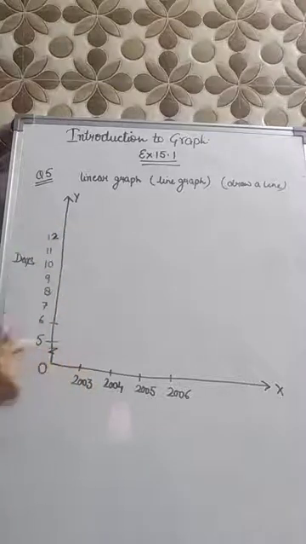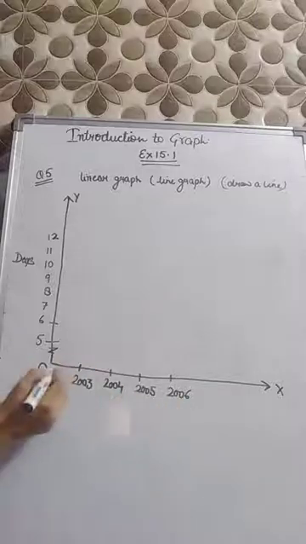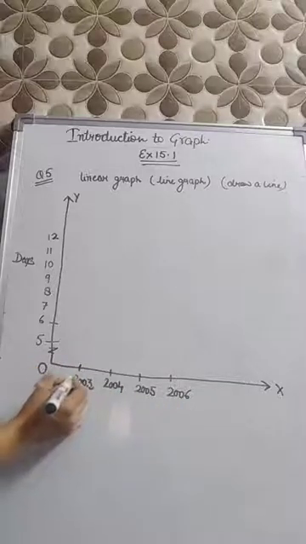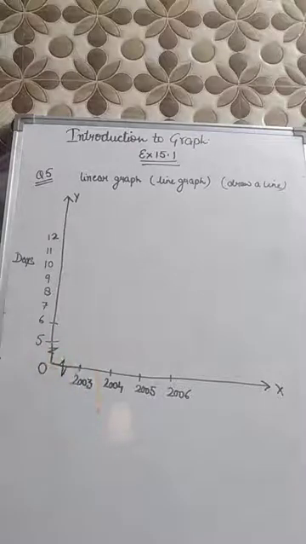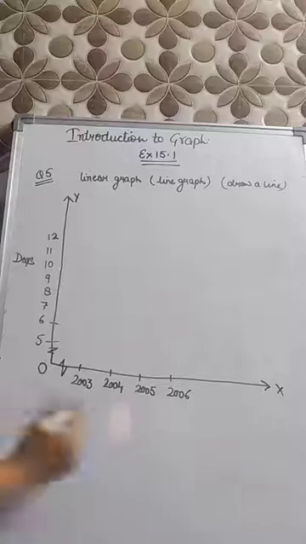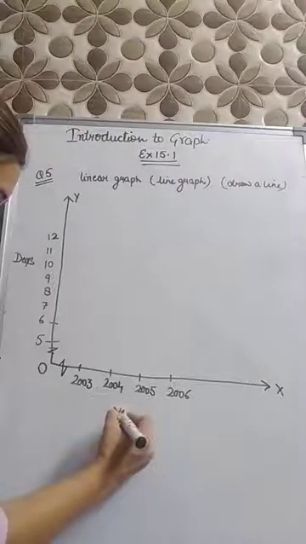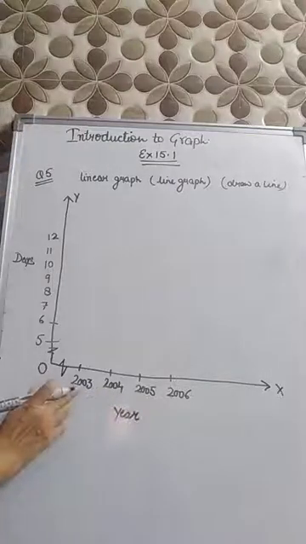Let's put a kink here because in the first interval we have a gap of 5, and in the rest of the numbers we have a gap of 1. Similarly, on the x-axis you have a gap of 1 year, but between 0 and 2003 there is a much bigger gap, so you will put a kink here. These are your years, so you will write here year.